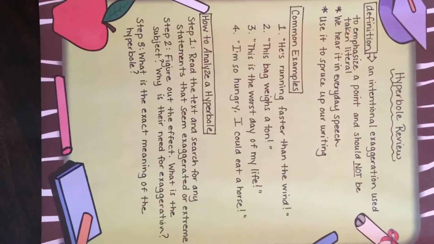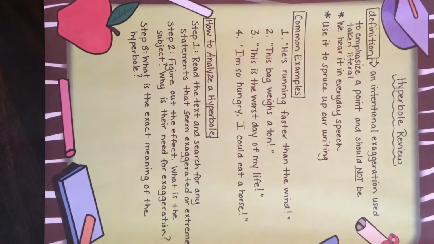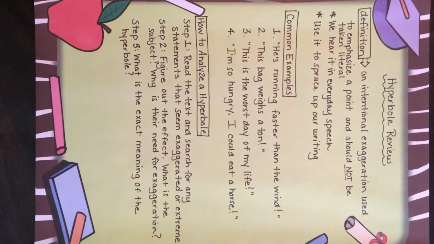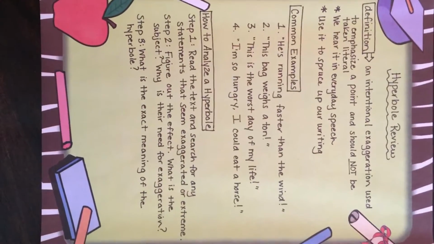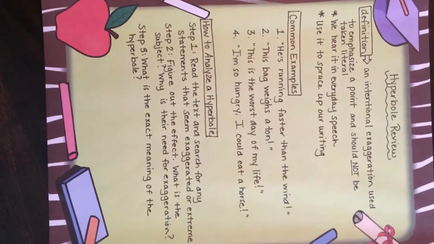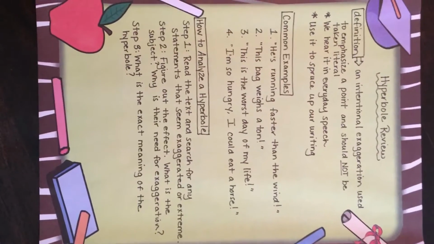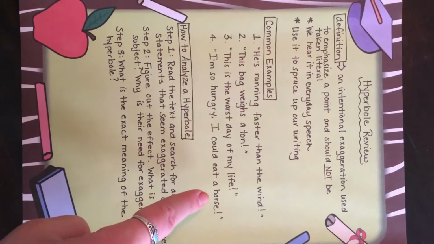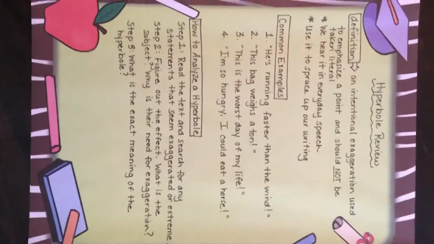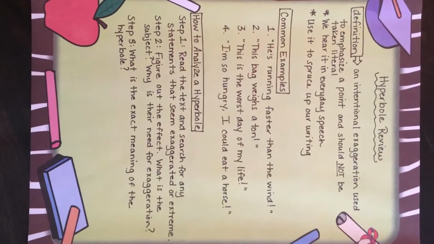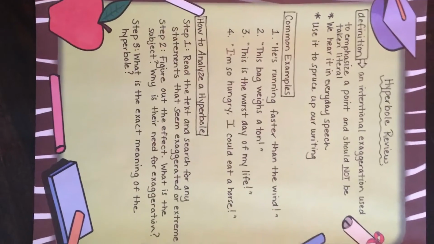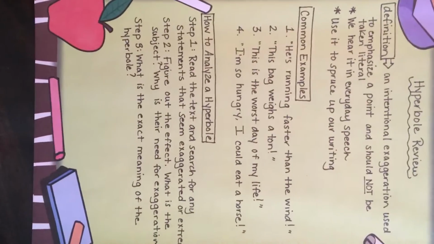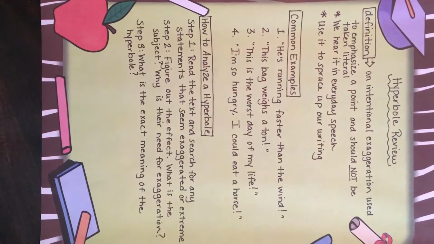So some common examples are: he's running faster than the wind. This bag weighs a ton. This is the worst day of my life. And I'm so hungry I could eat a horse. Now, none of these things are exactly true if you take it word for word, literally. For example, I'm so hungry I could eat a horse. Well, I'm very hungry, but I would never eat a horse because that's ridiculous. I mean, I could eat a burger or maybe a bowl of cereal, but a horse is too big and it's a ridiculous statement. So now we're going to look at how to analyze a hyperbole.